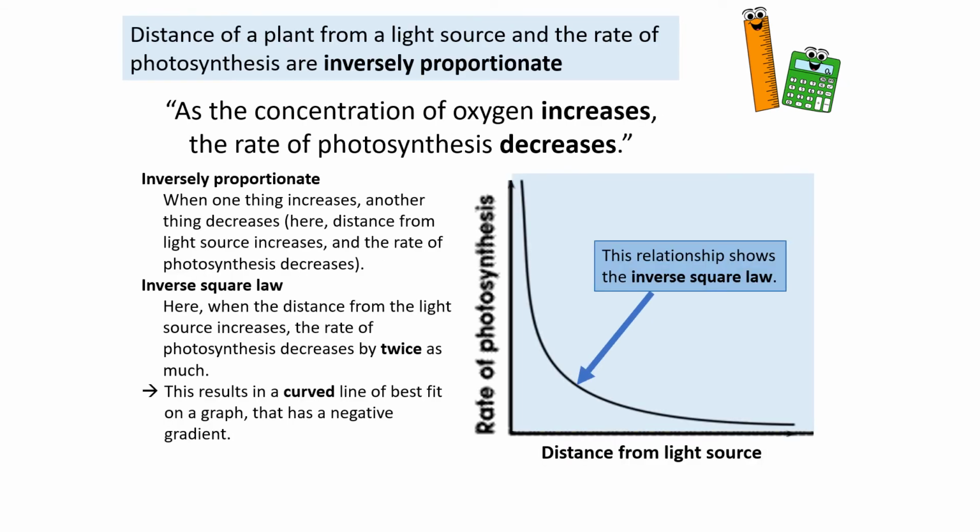Here, if we look at this one, how does the distance affect it? The distance of a plant from a light source and the rate of photosynthesis are inversely proportional. When one thing increases, another thing decreases at the same rate. This results in a curved line of best fit on a graph that has a negative gradient. The relationship here shows the inverse proportion between the distance of the light source and the rate of photosynthesis.